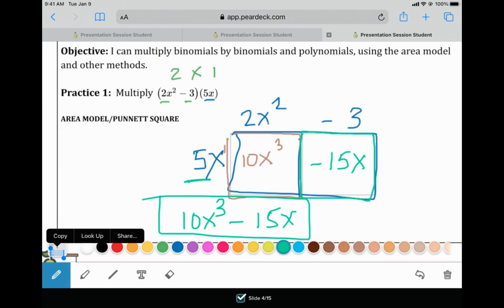So this is a 2 by 1. How do you know? You count the terms, which are separated by the minus or the plus. So those are the terms that you look at. Questions?